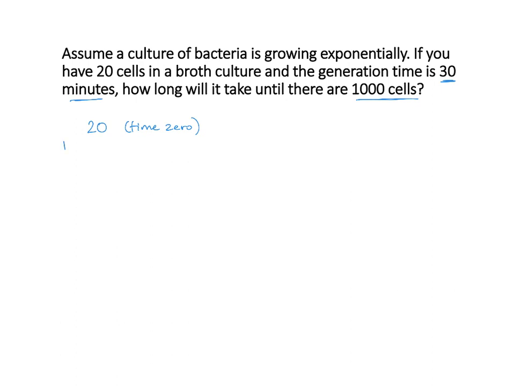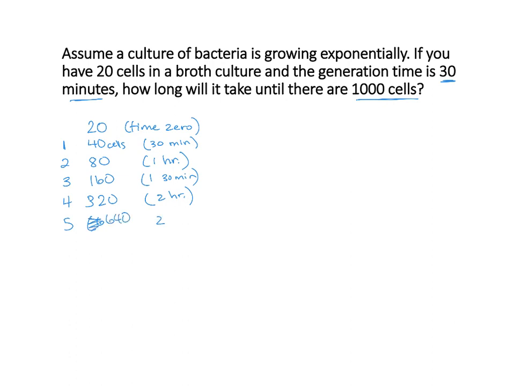After one generation, which is after 30 minutes, how many cells are you going to have? Well, remember the population is going to double, so you're going to have 40 cells. After a second generation, you're going to have 80 cells, and that would be an hour. After 3 generations, this is going to double again, 160, an hour and 30 minutes. Okay, you get the idea here. After 4 generations, you're going to have 320 cells. That's going to be 2 hours. 5 generations.